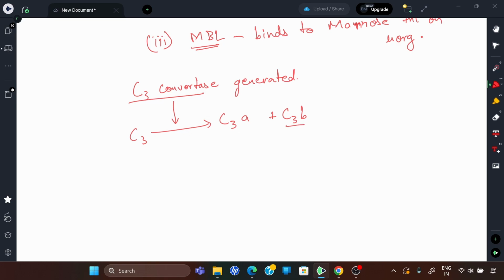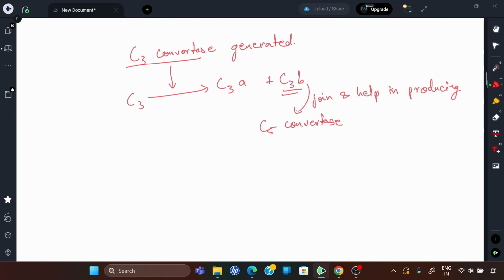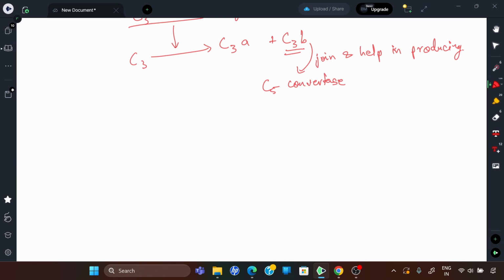And this other portion, C3b, will join and help in producing C5 convertase. Again, what will the C5 convertase do? It will convert complement C5 into C5a and C5b.